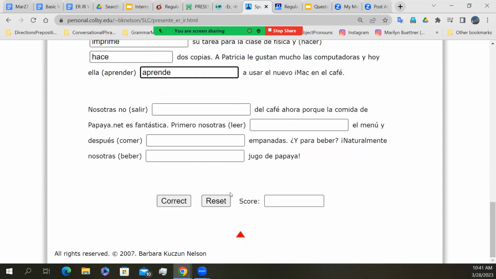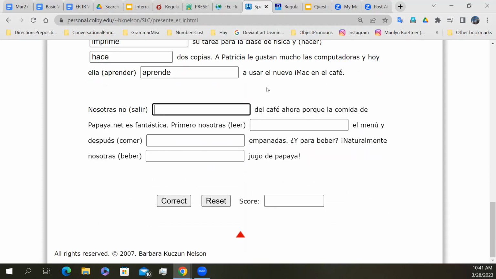Okay. When you get down to the end, you can hit correct. Well, actually, since there aren't too many, we'll do all of these together. And if you want to drill yourself on it again, I'll give you the link for this website. Nosotras no. Oh, we're going to say we don't do this. The way we say we don't do something to negate is to put a no in front of the verb. So we're going to say we don't leave the cafe, or we're not leaving the cafe now.